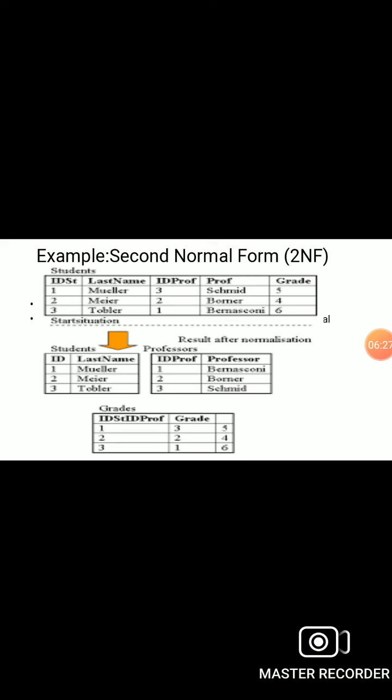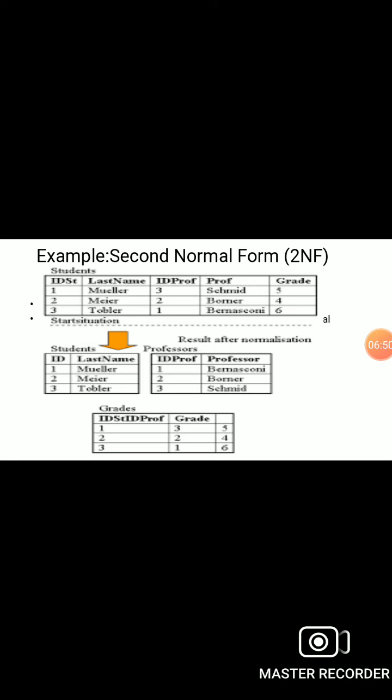The single table can be divided into two tabular formats, that means a student table and a professor table. That means two normal forms. First normal form means the table is in a single structure, a single tabular format. Second normal form means the table can be divided into two tabular formats, that means a student table and a professor table.